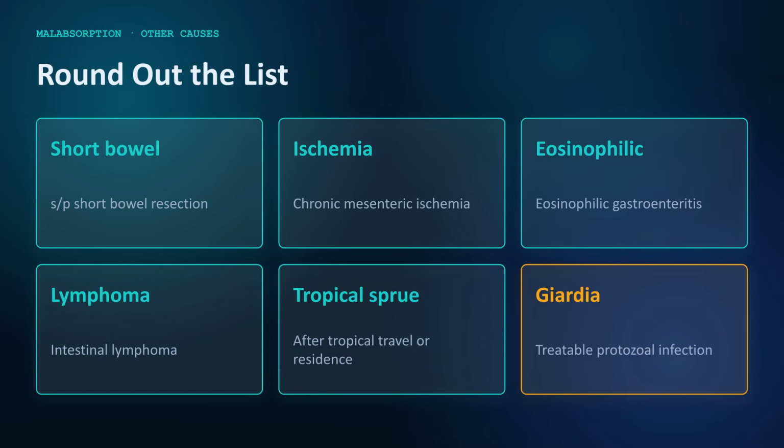Fifth, tropical sprue, which follows travel or residence in the tropics. And sixth, Giardia infection, a protozoal infection that is a genuinely treatable cause of chronic malabsorption. So always ask about camping and untreated water. Notice how many are found by history alone: travel, prior surgery, vascular disease, faster than any laboratory test.